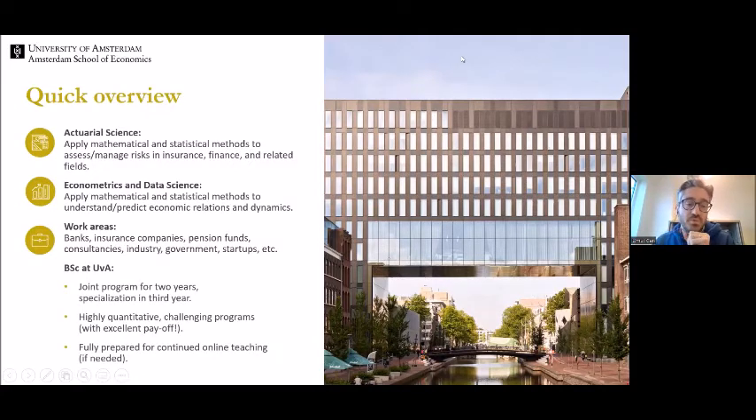So the bachelor's program at UvA, what are some characteristics? Well, one nice thing about our programs is that they have the first 2 years in common. So both programs, Actuarial Science on one hand and Econometrics and Data Science on the other hand, have the first 2 years essentially in common. So you take the exact same courses for the first 2 years. And only in the third year do you split and specialize into Actuarial Science or Econometrics and Data Science. And in fact, until the end of your second year, you are still free to switch programs. So if you start as an econometrics student, you can switch to Actuarial Science or vice versa until the end of your second year.